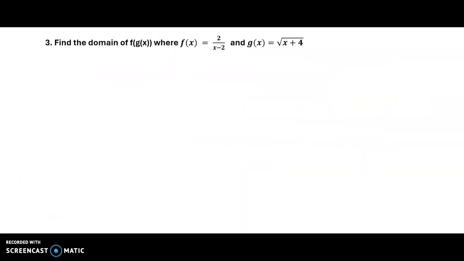In our next example, we're going to find the domain of f of g of x, where f of x is 2 over x minus 2, and g of x is the square root of x plus 4. It does not ask us to find the composition of functions in this case, just the domain. So let's go ahead and find the domain of our inside function, which is g of x in this case.